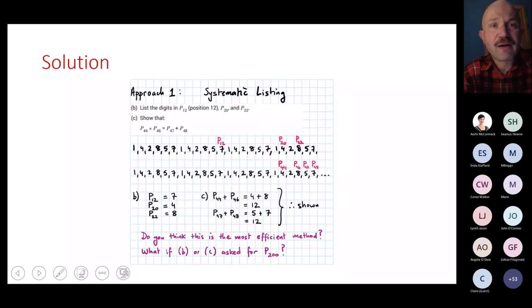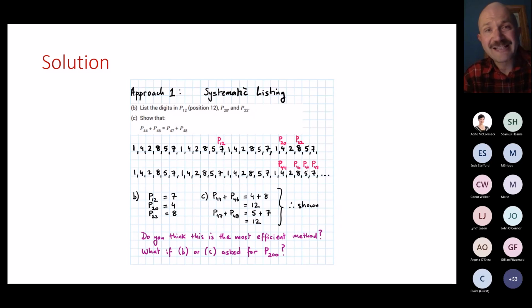So in part B and part C, students are asked to calculate the values of certain term positions within the sequence and to calculate certain partial sums. One approach that could be taken by students would be the approach of systematic listing.